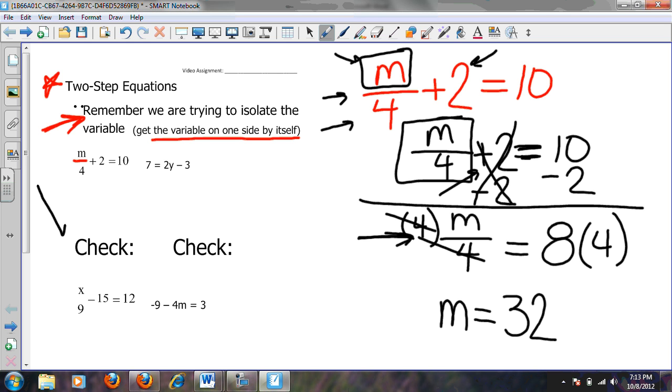I should be able to verify. I need to check my answer. So let's substitute this in. 32 is now what I'm substituting for m. Divided by 4 plus 2. Well, 32 divided by 4 is 8, and 8 plus 2 does in fact equal 10. Solving two-step equations.